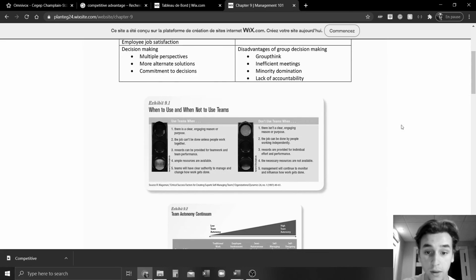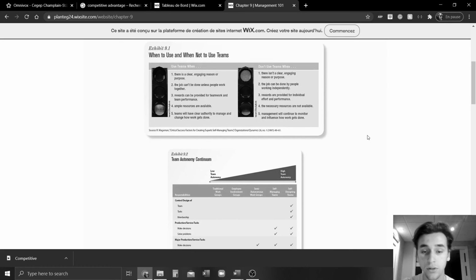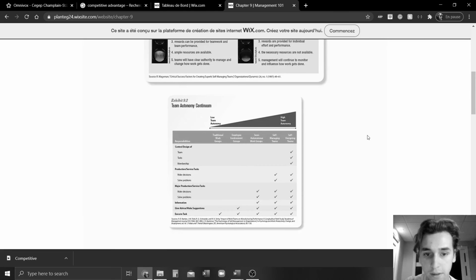When to use and when not to use teams. There is a clear, engaging reason or purpose. This is when you're using them. The job can't be done unless people work together. Rewards can be provided for teamwork and team performance. Ample resources are available. Teams will have clear authority to manage and change how work gets done. However, if the job can be done by people working independently, it is better to do so and not work with teams. It may affect effectiveness.